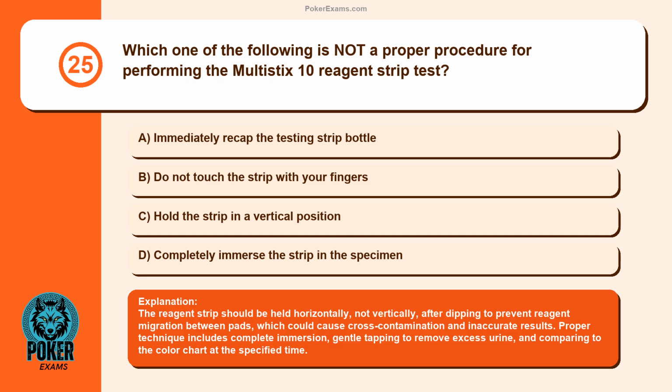The reagent strip should be held horizontally, not vertically, after dipping to prevent reagent migration between pads, which could cause cross-contamination and inaccurate results. Proper technique includes complete immersion, gentle tapping to remove excess urine, and comparing to the color chart at the specified time.